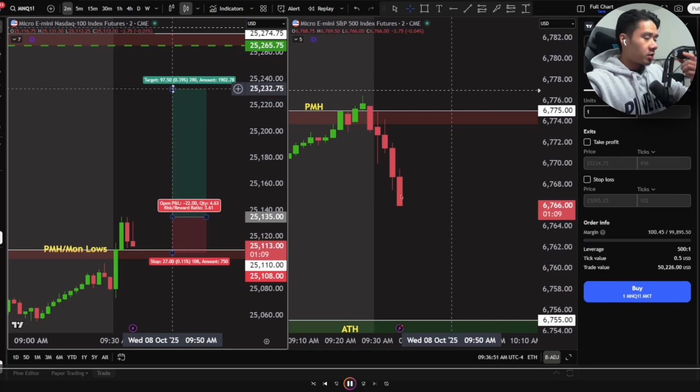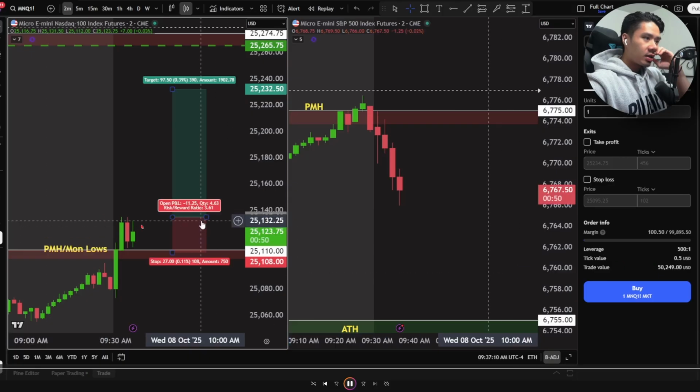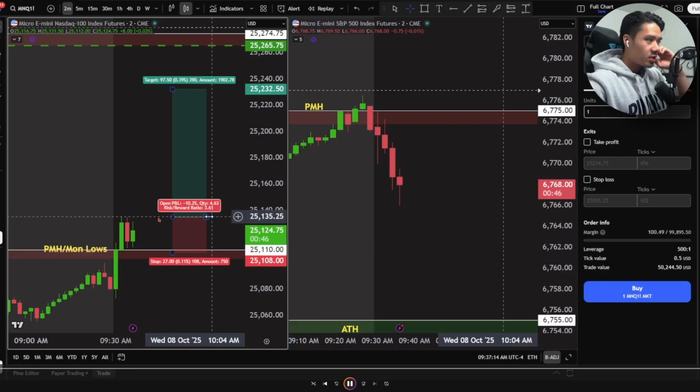I'm gonna enter right here. It's the waiting game. This is doing the break and retest on the Nasdaq. This is pre-market highs and also the Monday lows. ES is weak right now, but I think there can be a bounce here. If it gets above this, I'm taking a trade.